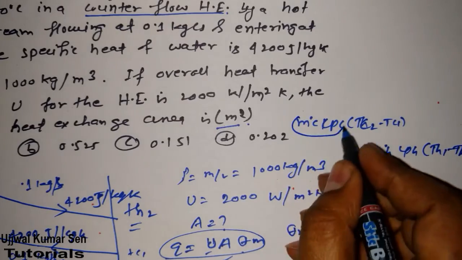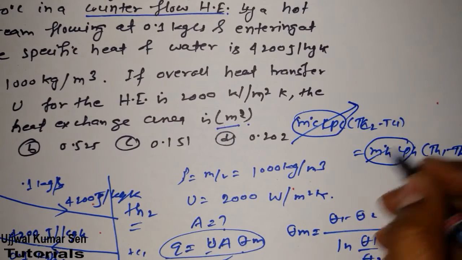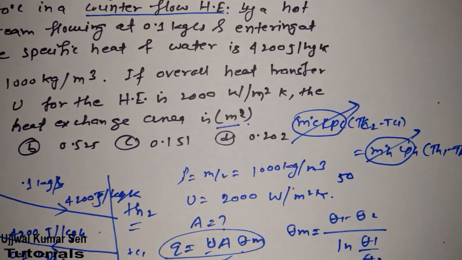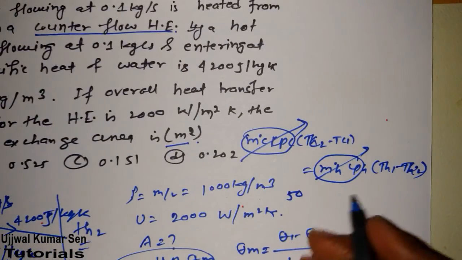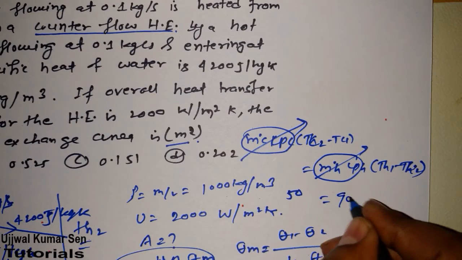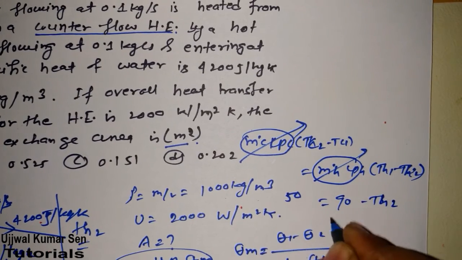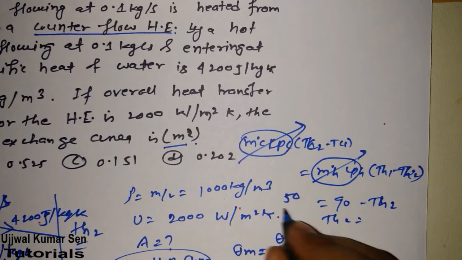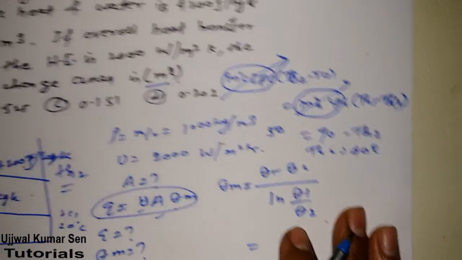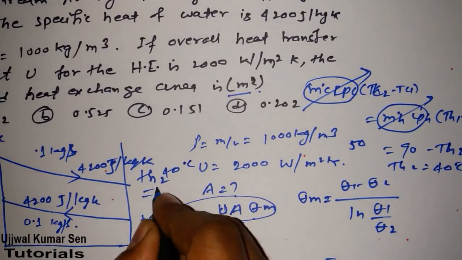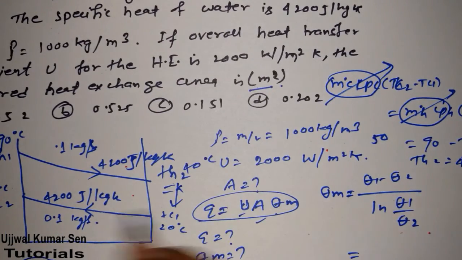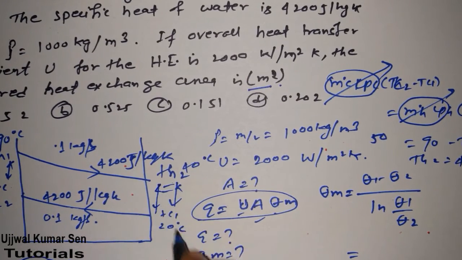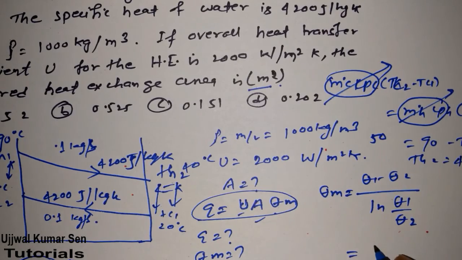Since this value is the same, it will cancel out, and TC2 minus TC1 is 50. We already found that from here. So 50 equals TH1, which is 90, minus TH2. So TH2 is equal to 90 minus 50, which is 40 degree centigrade. So theta 1 is the difference of these two, so 20 degree centigrade. Theta 2 is the difference of these two, 20 degree centigrade.